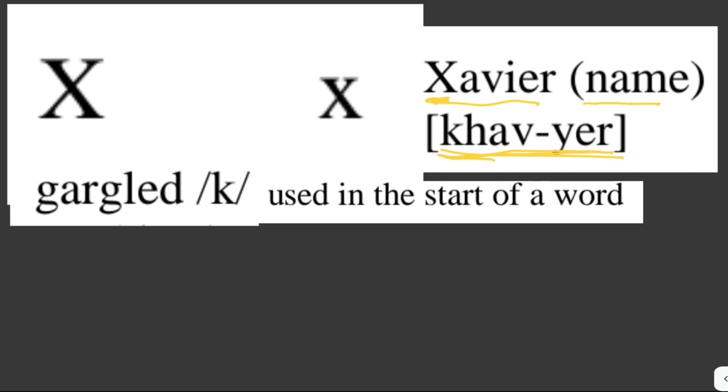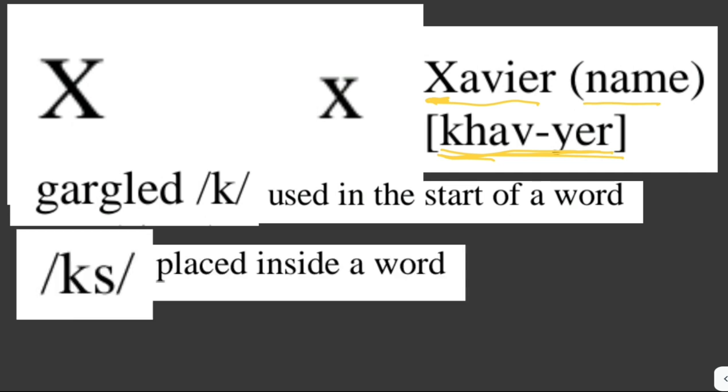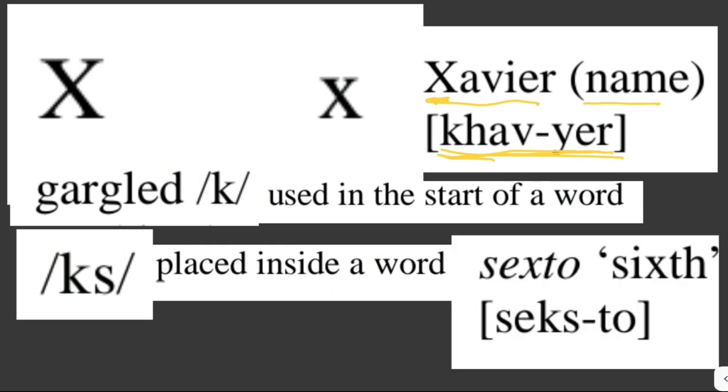Then another way to pronounce X is like KS, as in English, taxi, box, fix, when placed inside a word. So for example, sexto, which means sixth in English, sexto.